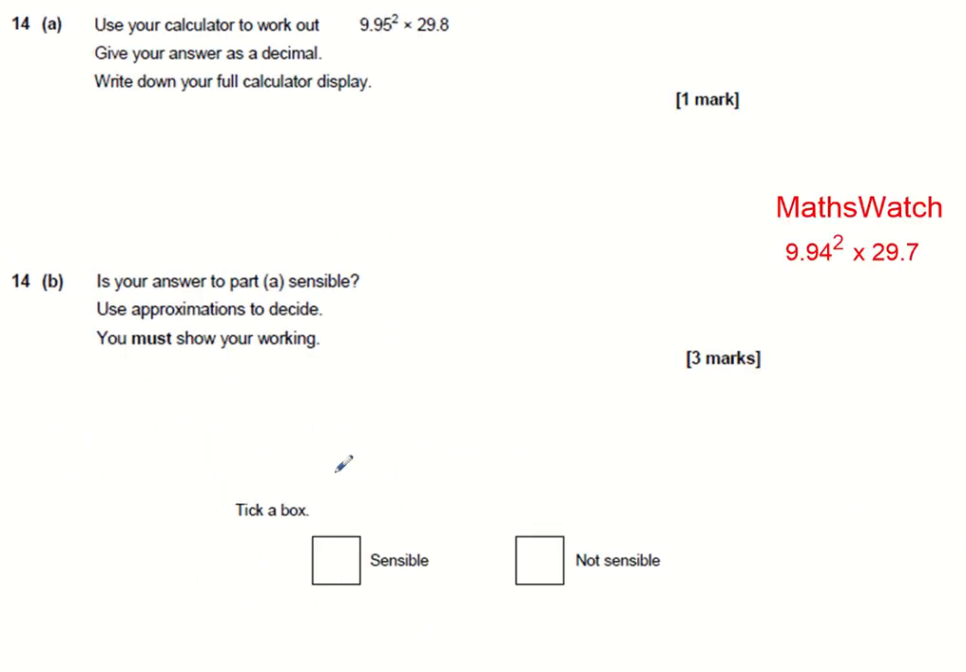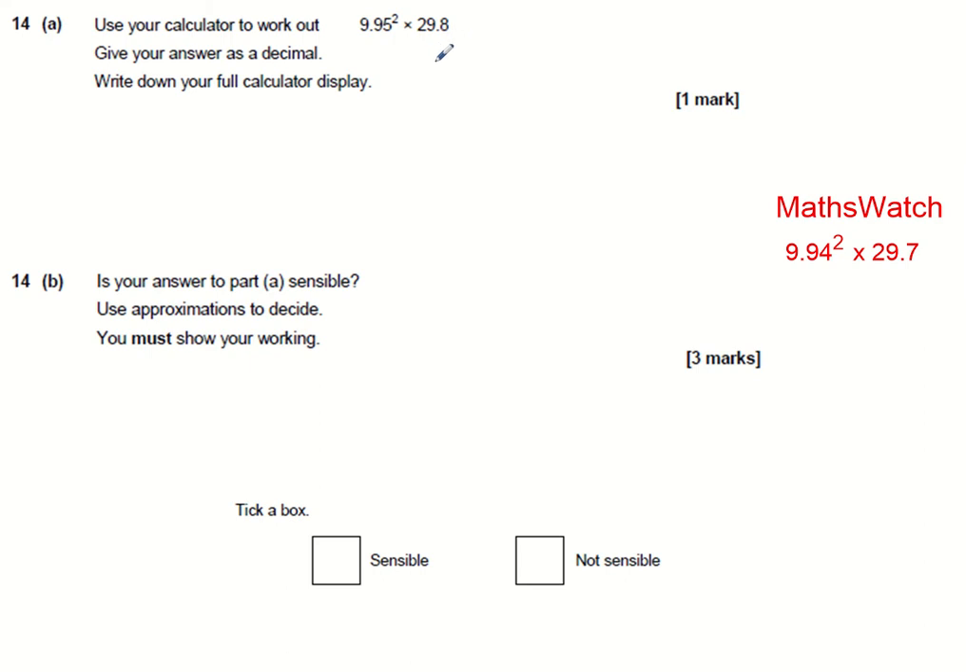Question 14. Use your calculator to work out 9.95 squared multiplied by 29.8. Give your answer as a decimal. Write down your full calculator display. So this is the question where you need to use your calculator effectively to work this out. You can do the two individual items separately and then multiply them together. If you're confident, you can put it all in at once.